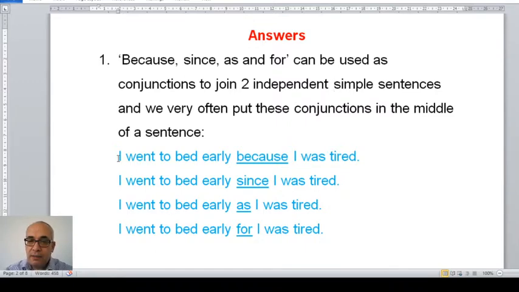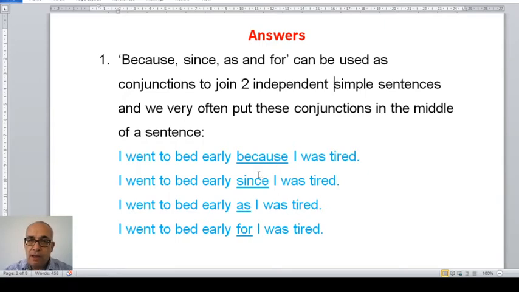So as you can see, I have 4 sentences and they have the same first sentence, but we complete the sentence using different ways. I went to bed early because I was tired. I went to bed early since I was tired. I went to bed early as I was tired. I went to bed early for I was tired.